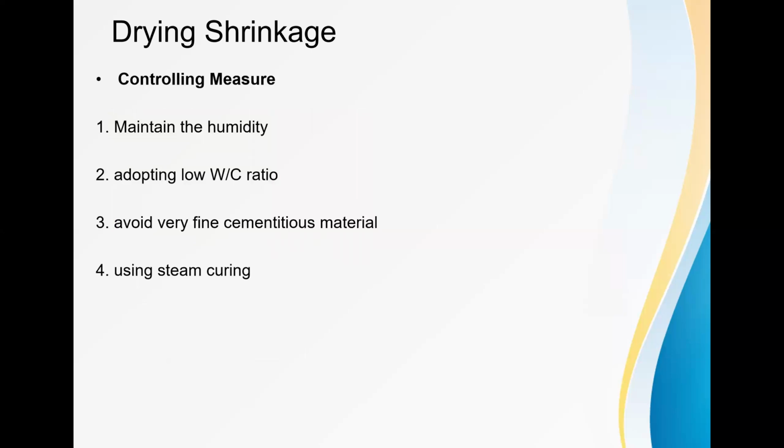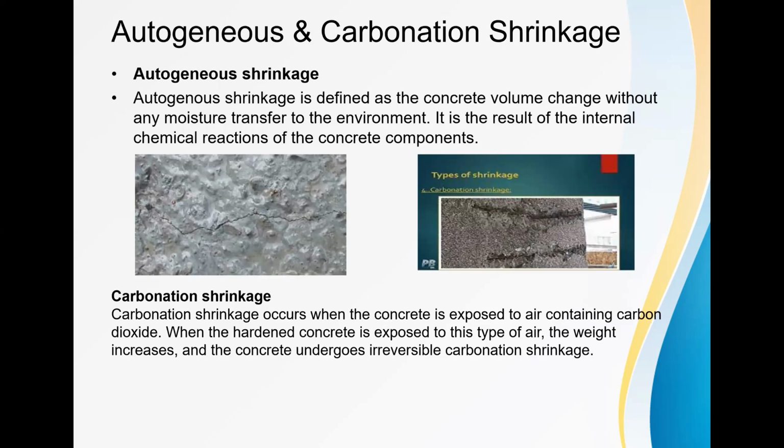Then how are we going to control the drying shrinkage? In order to control drying shrinkage in the concrete, first we should maintain the humidity of the concrete. By maintaining the humidity, we can reduce drying shrinkage. Also, by adopting a low water cement ratio and avoiding very fine cementitious materials in the concrete, we can prevent drying shrinkage. Sometimes we also use a steam curing method to prevent drying shrinkage.